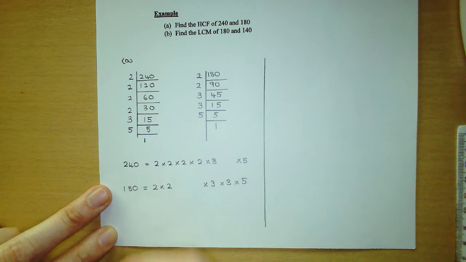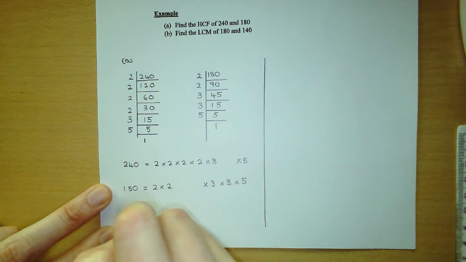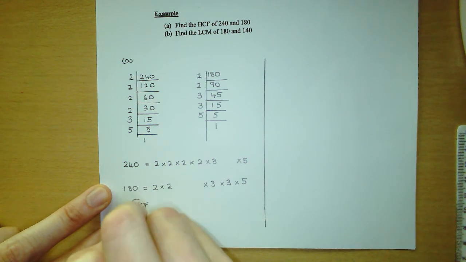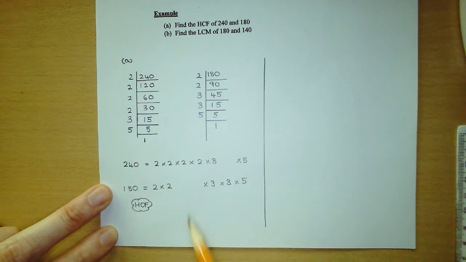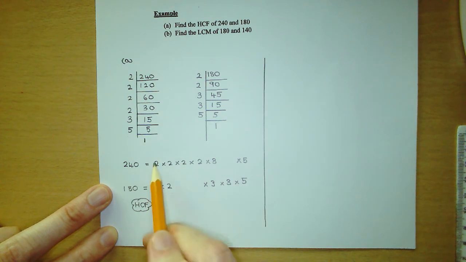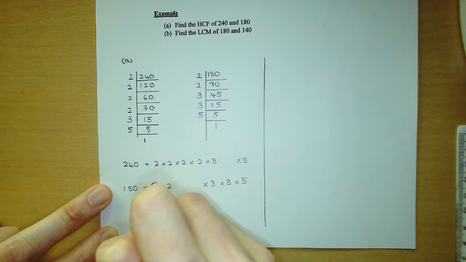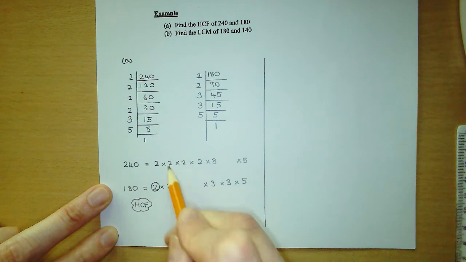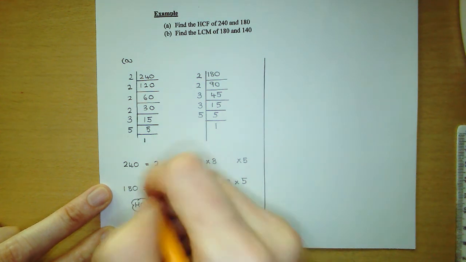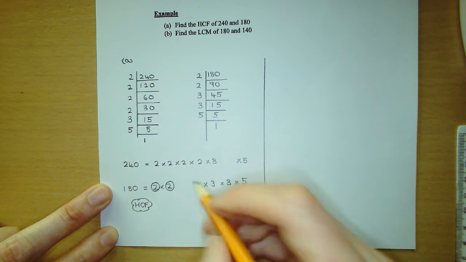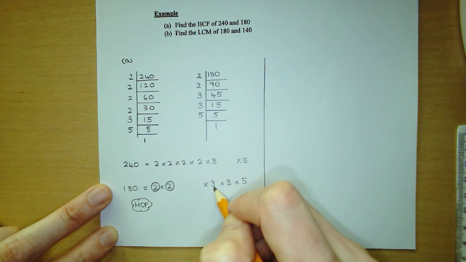Okay, so we want to get the highest common factor, the HCF. In order to do that, what you do is you go to all the factors in the bottom number that have an identical factor above them, and you circle those factors. So let's scan along the bottom number. There's a 2. Does it have an identical factor above it? Yes, it does. Circle it. There's a 2. Does it have an identical factor above it? Yes, so circle that one. There's a 3. Does it have an identical factor above it?